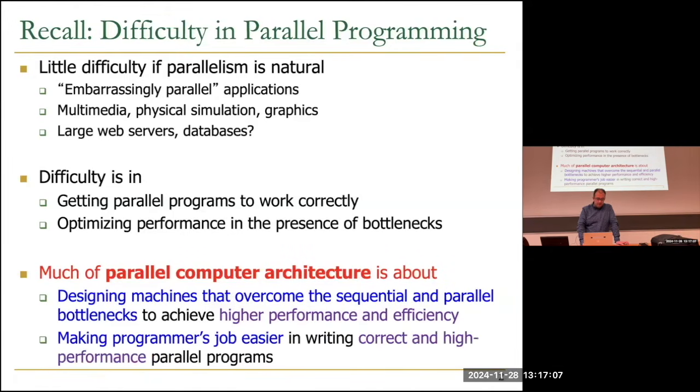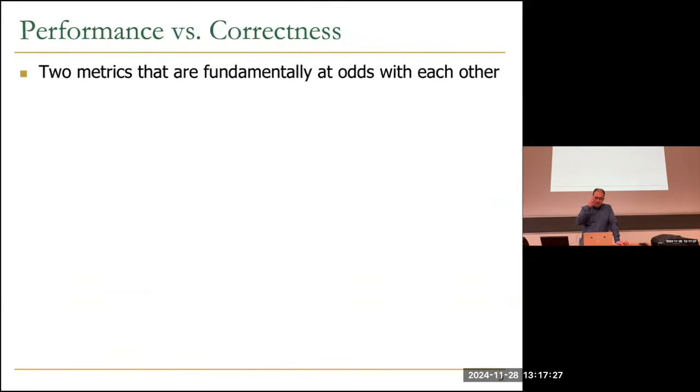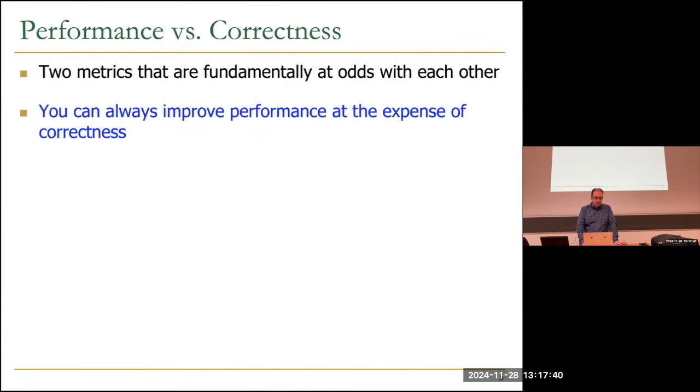And another point is making programmers' job easier in writing correct parallel programs, not even high performance. So we're going to focus a lot on how we can make things correct, but then we're also going to see a little bit how we can make things high performance. Essentially we have this trade-off between performance and correctness, and we have seen it a lot in this semester as well. These two metrics are fundamentally at odds with each other, as you can imagine, and you can always improve performance at the expense of correctness.